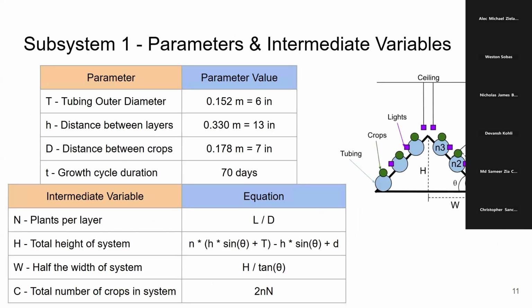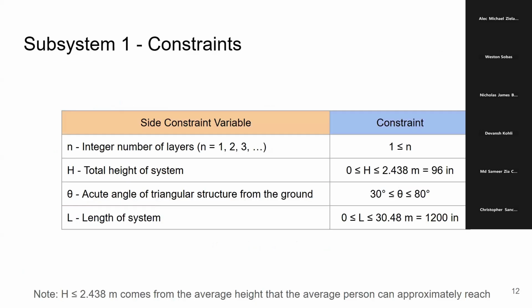These are the parameters and intermediate variables for subsystem 1 based on the diagram on the right and the data from vertical farms that use romaine lettuce. Subsystem 1 side constraints include the number of layers, height of system, angle of structure, and length of the system.